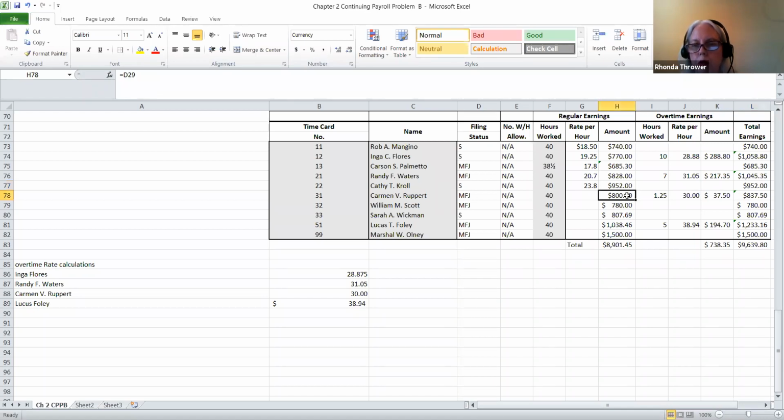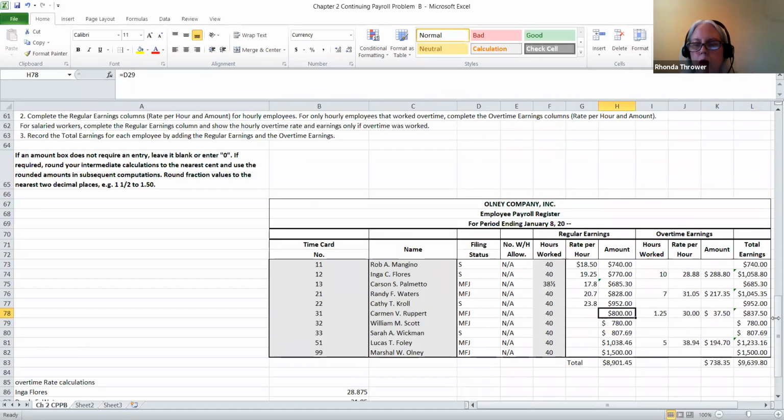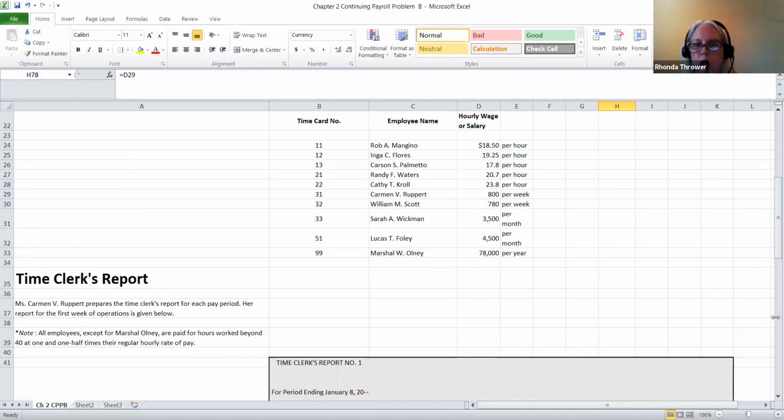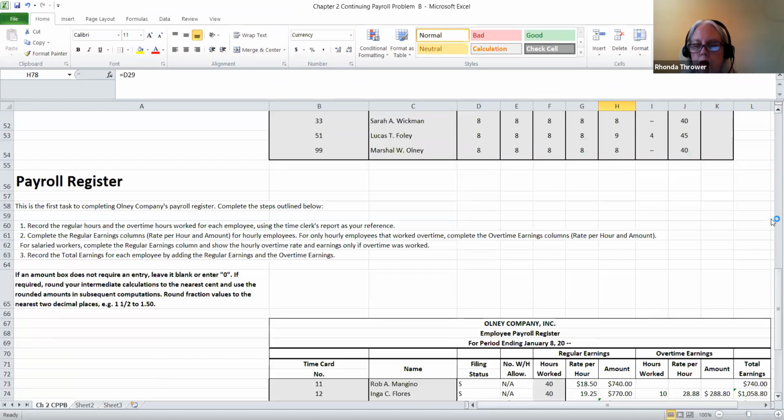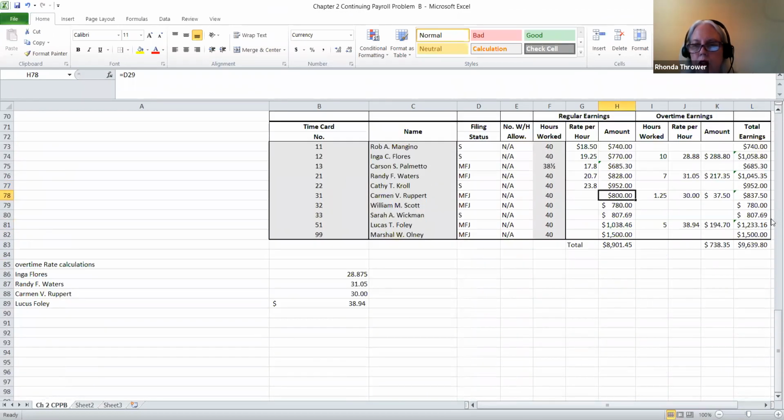When we get to Rupert, you need to look back because there's no hourly rate here. So we need to look back at what they told us in the given information for Rupert. Rupert was paid $800 per week. So if we want to know the hourly amount, we've got to take 800 and divide it by 40 to get the hourly rate. And that hourly rate then would be multiplied by 1.5 times to get the overtime rate of $30. I've got it figured for you down here below. 800 was his weekly amount divided by 40 regular hours, and then you multiply that by 1.5 times, and that gave you $30 an hour.